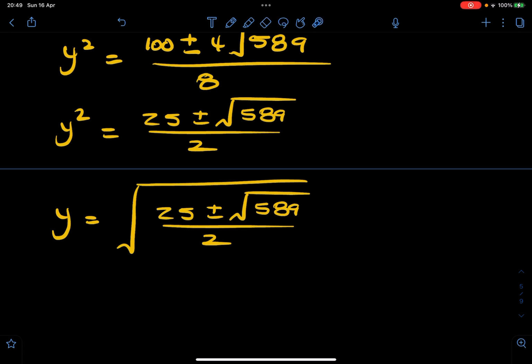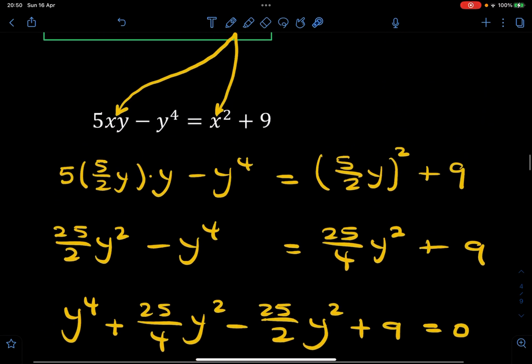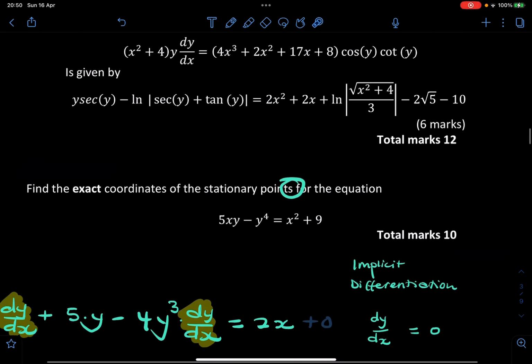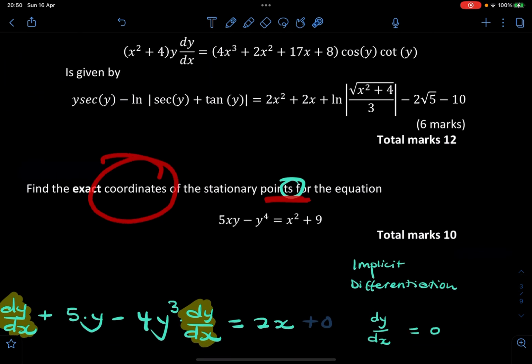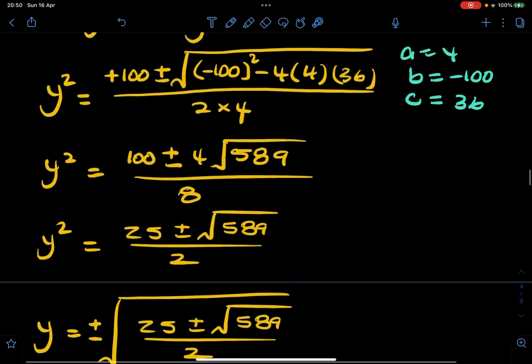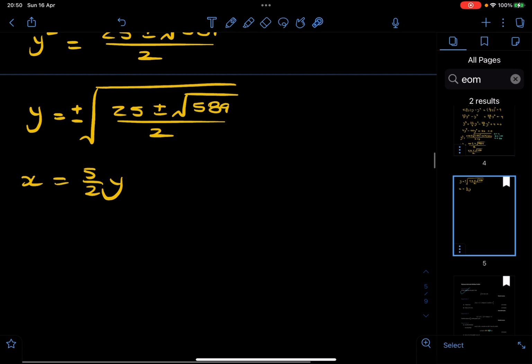Okay, and again, I think it's possible to have positive or negative. So there's a total of 4 values for y, and consequently 4 values for x, because x is 5 over 2 times y. So strictly speaking, because the question said find the exact coordinates of these points, we're going to have to find those one by one. So here goes.